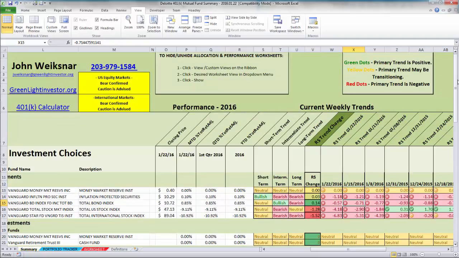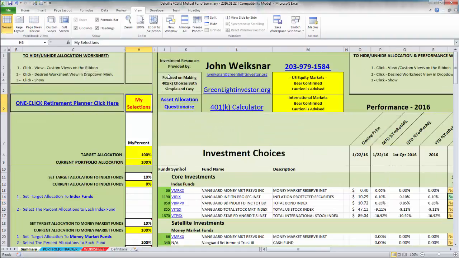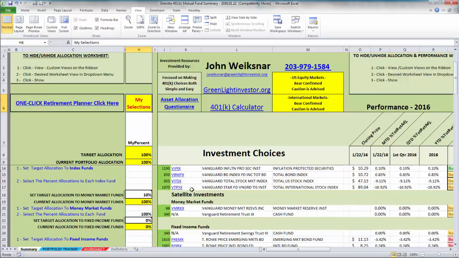With that general introduction, let's see how you can actually use this to manage your 401k. To get to our asset allocation section, you'll click on View, go to Custom Views, and then click on My Current Allocation. Once that's highlighted, click Show, and then your selections will be highlighted right here. Because of the amount of red that's been filling in this worksheet, we've moved 100% into the money market, and we'll be staying there until we start to see some of the green lights appear.